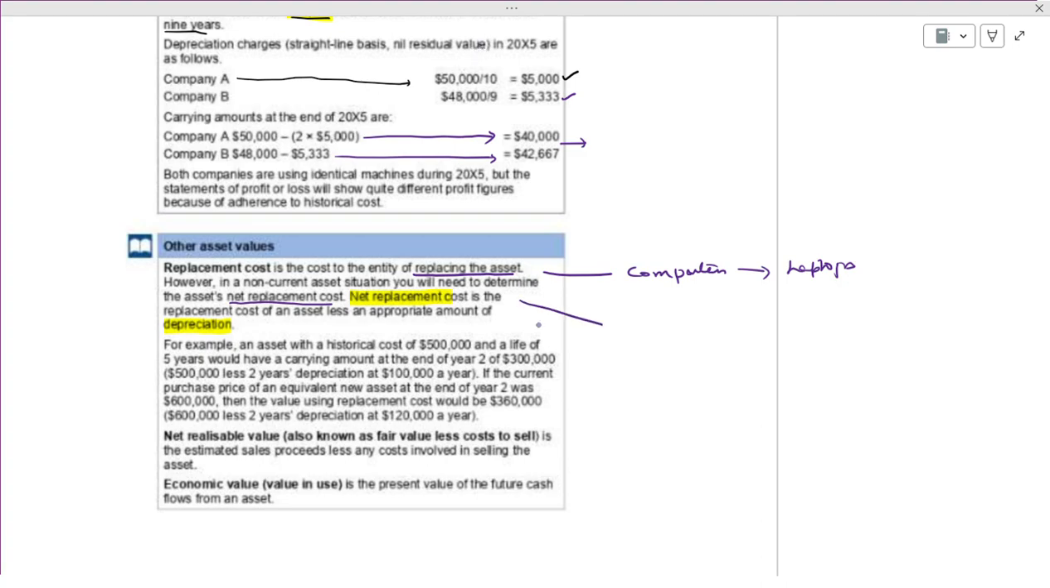Non-current assets: the net replacement cost is the replacement cost of the asset minus any depreciation there is. We have to reduce the depreciation.